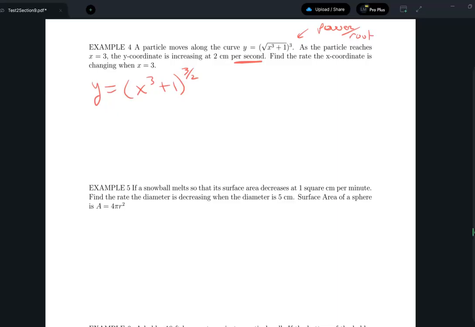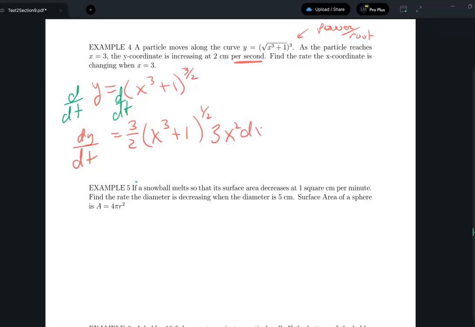So if I'm taking the derivative with respect to t, let me just emphasize that for a second. You don't have to write this, but I want to make sure you understand that this left-hand side is dy over dt. Here I'm going to do chain rule. So I'm going to bring the 3 halves down, carry the inside along, and subtract 1 from the exponent. Now I'm going to multiply by the derivative of the inside. So that's 3x squared times the derivative of x, which is dx over dt. Okay, so let's see what it gives me here.